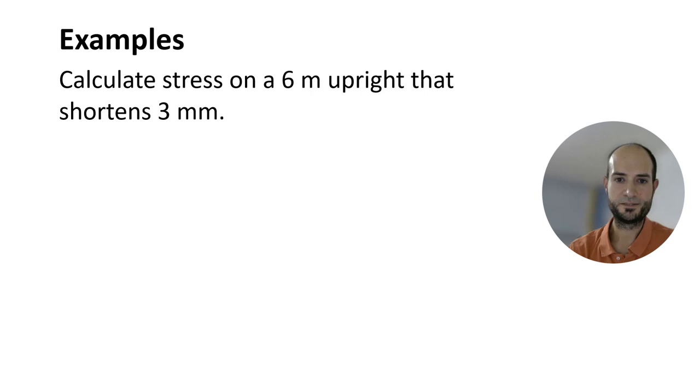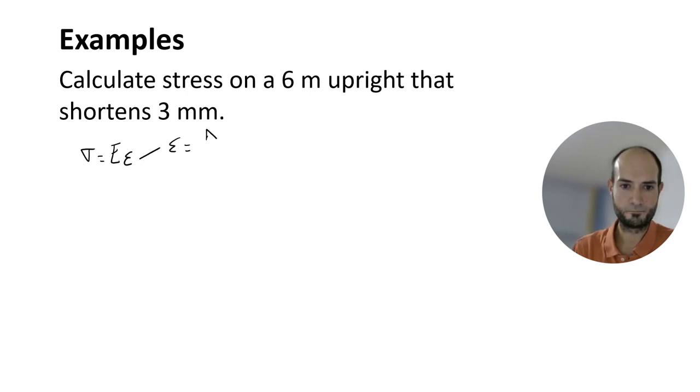Let's do another one. Calculate stress on a 6 meter upright that shortens 3 millimeter. First, the equation. One of the most important equations in structural engineering. Sigma equals elastic modulus times strain. We want a stress and we have the elastic modulus of steel we already know and we have the dimensions to calculate the strain. Remember that strain is change in length over original length in the direction we are considering. In this case, we are considering along the axis of the upright.